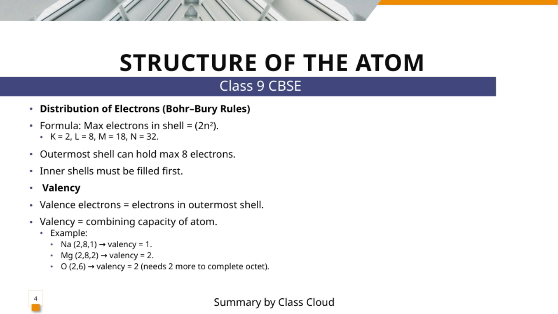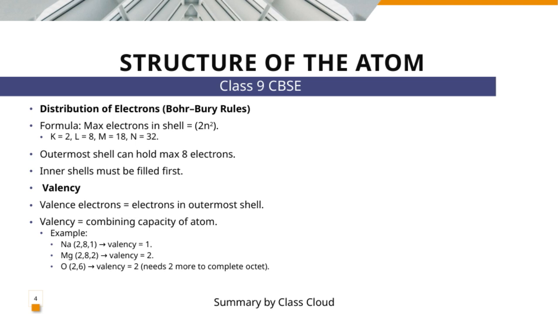However, it's important to remember that the outermost shell can hold a maximum of 8 electrons, which is often called an octet. Also, when electrons fill these shells, the inner shells must be filled first before electrons are added to the outer shells. Now, let's talk about valency.